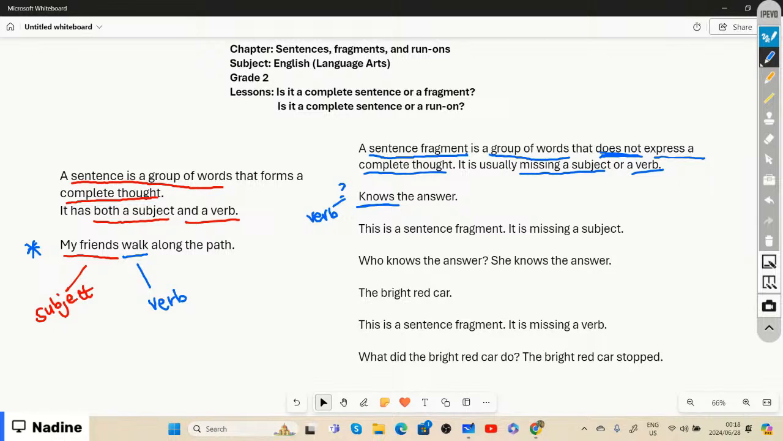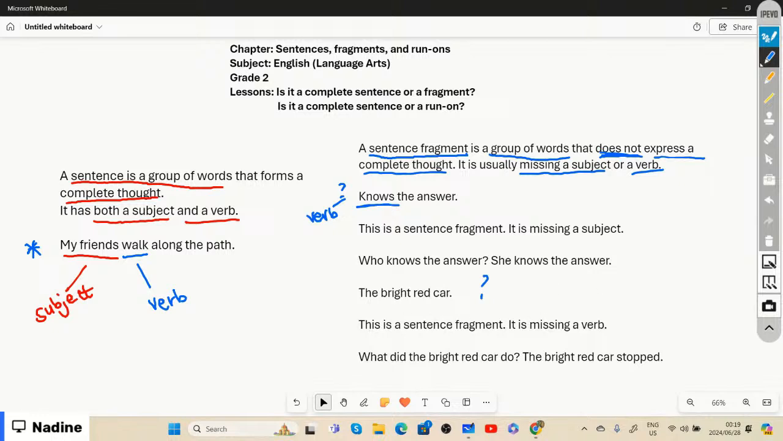All right. So now if we look at the next one, it says, "the bright red car." So here they are talking about the car, right? But they're not telling us what the car is doing. They're telling us about the car, but not what the car is doing. So whatever is missing here is our verb.